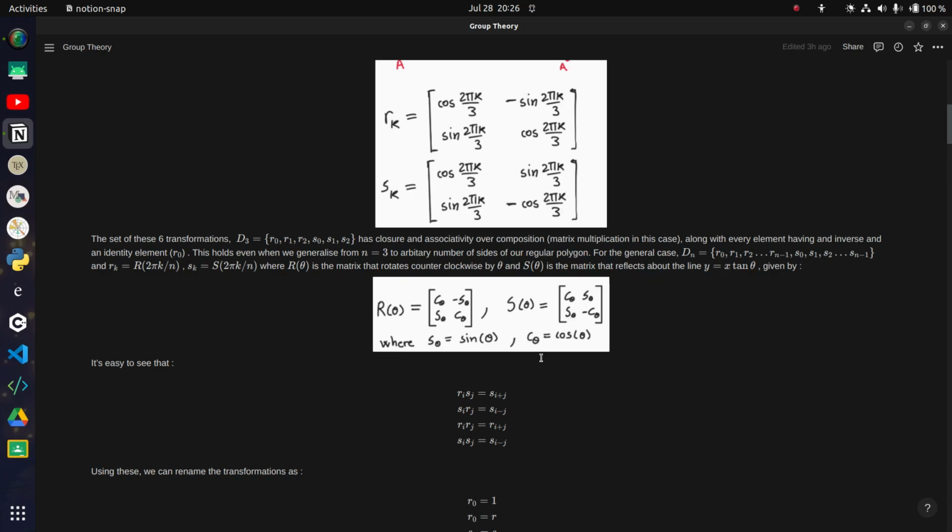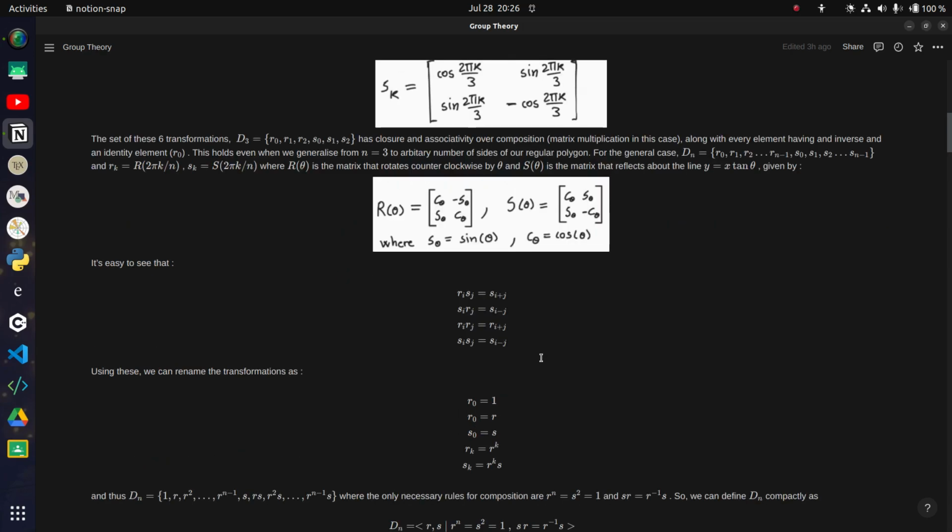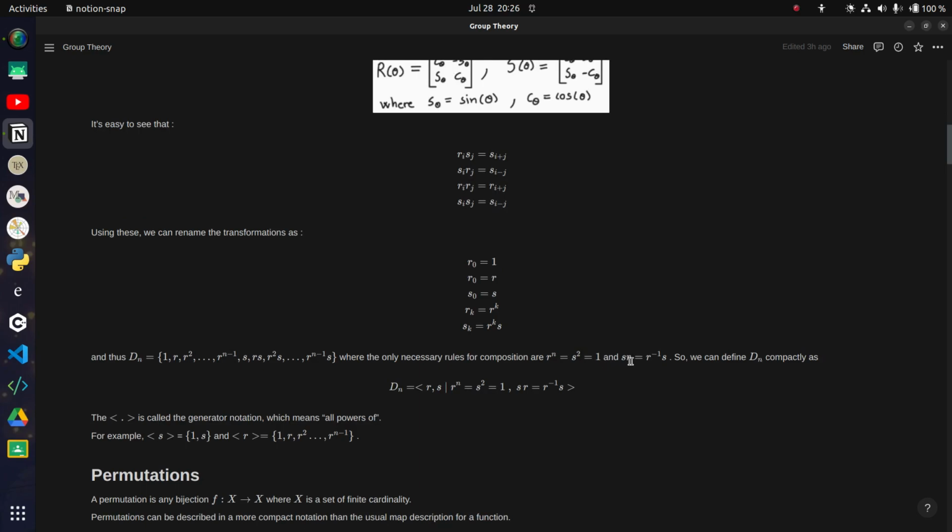The equations are that R power n is equal to S square, which is equal to 1, and SR equals R negative 1 S. So R inverse is also R power n minus 1, because R power n is 1. Some people write it as R power n minus 1. I prefer R inverse because you don't need to write n over there, and I just like it like that.